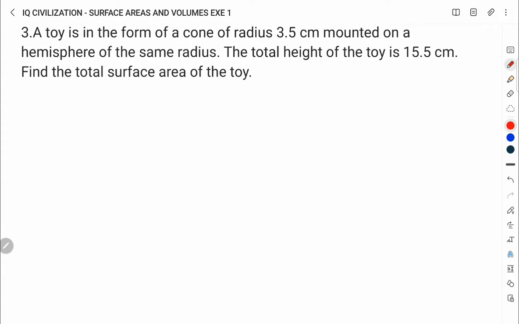Here is the next one. Toy is in the form of a cone. My keyword is cone. Radius is given, very nice. Mounted on a hemisphere. Again, the second keyword is hemisphere. While reading the question, you have to make sure that when I see the keyword cone and the keyword hemisphere, your brain should get ready with these formulas. And total height of the cone is given, just like the previous model. I am drawing a diagram.